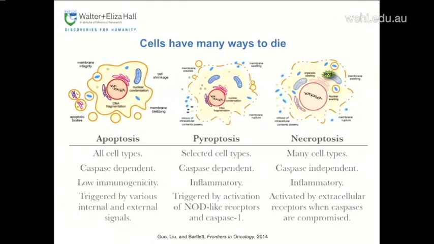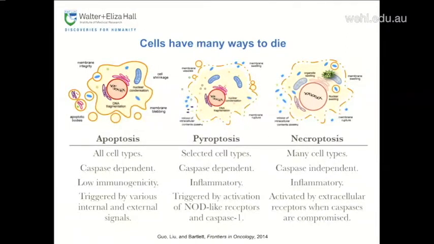So they both involve membrane swelling, destabilisation of the membrane and the release of intracellular contents or DAMPs. Pyroptosis is a caspase-dependent form of cell death as well. It's very different caspases to what's involved in apoptosis, whereas necroptosis, which is the form of cell death I'm most interested in, is caspase independent. And necroptosis is activated by extracellular receptors when caspases are compromised. And as I said before, it's an inflammatory form of cell death, so it can have consequences when it happens.